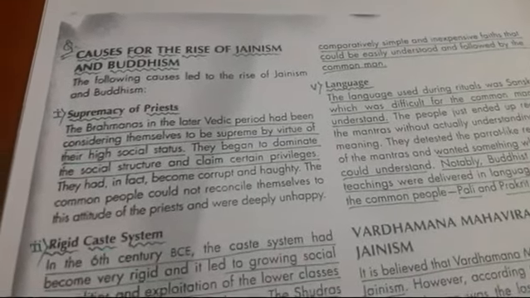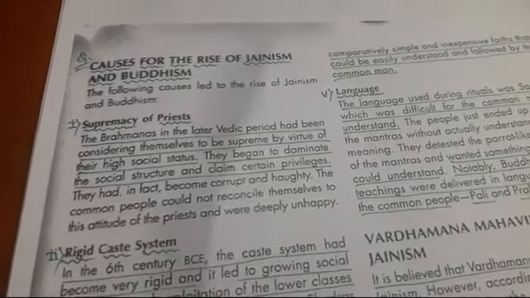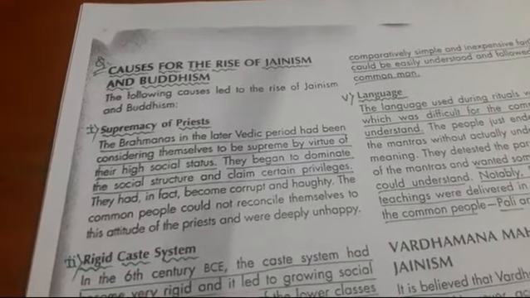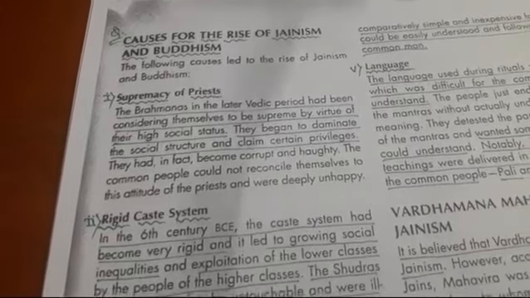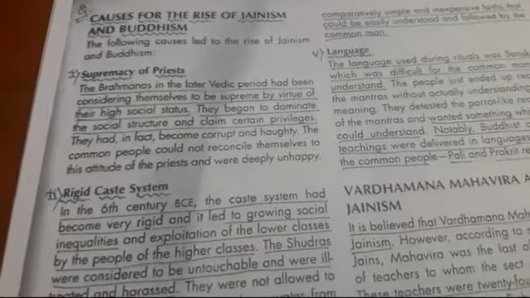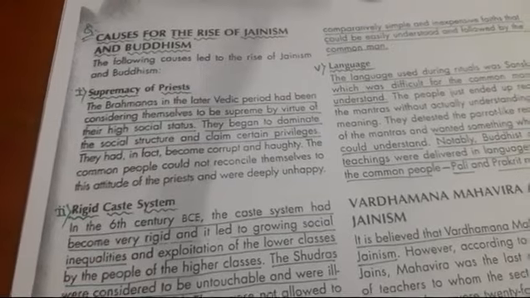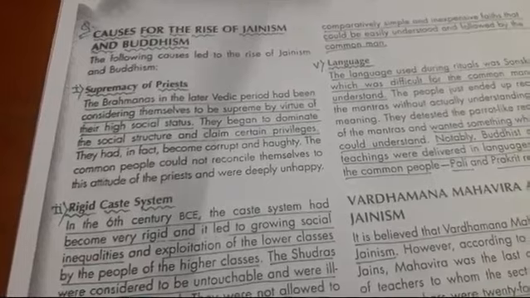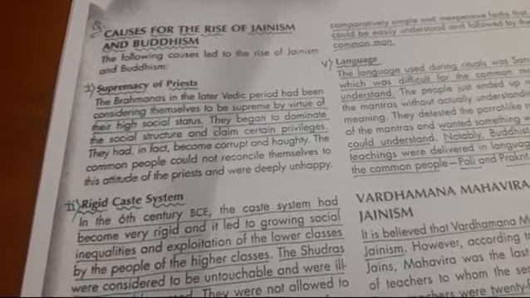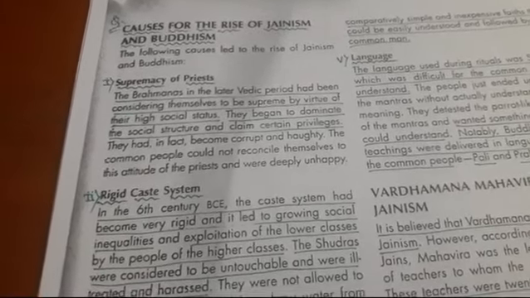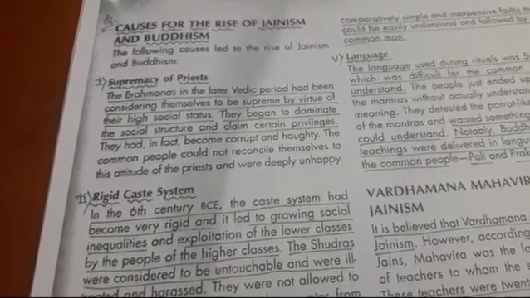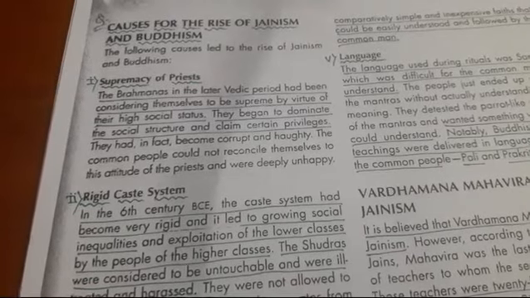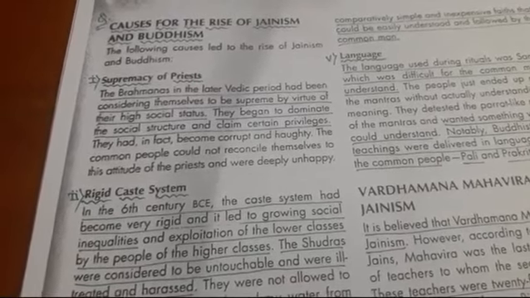Now next scope is a very important scope, and here one question also: state the causes for the rise of Jainism and Buddhism. So here are 5 subheadings, each subheading, each point. So you have to write subheading also and explanation also. Now, point number 1, subheading number 1, Supremacy of Priests. Here you will understand why Buddhism and Jainism, that means Gautam Buddha and Mahavira, rose in Indian society.